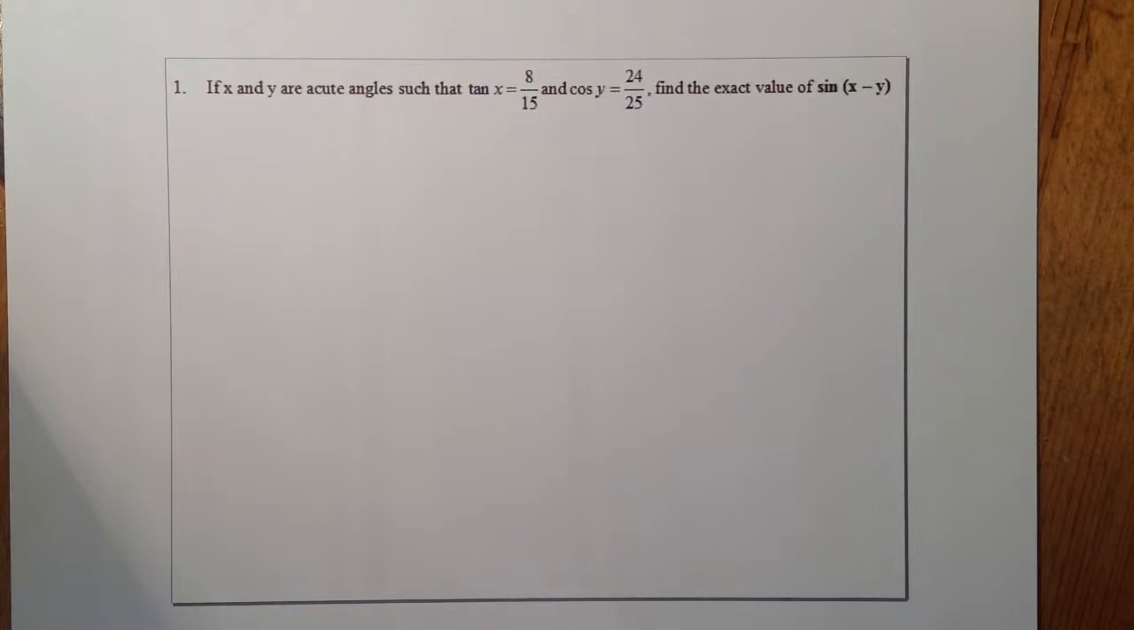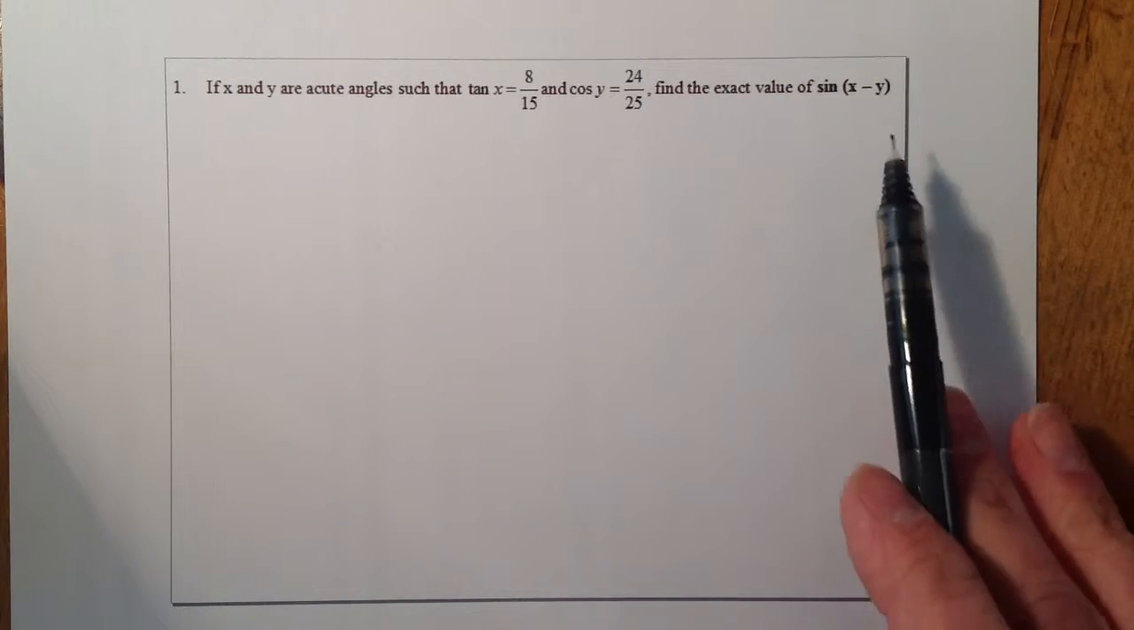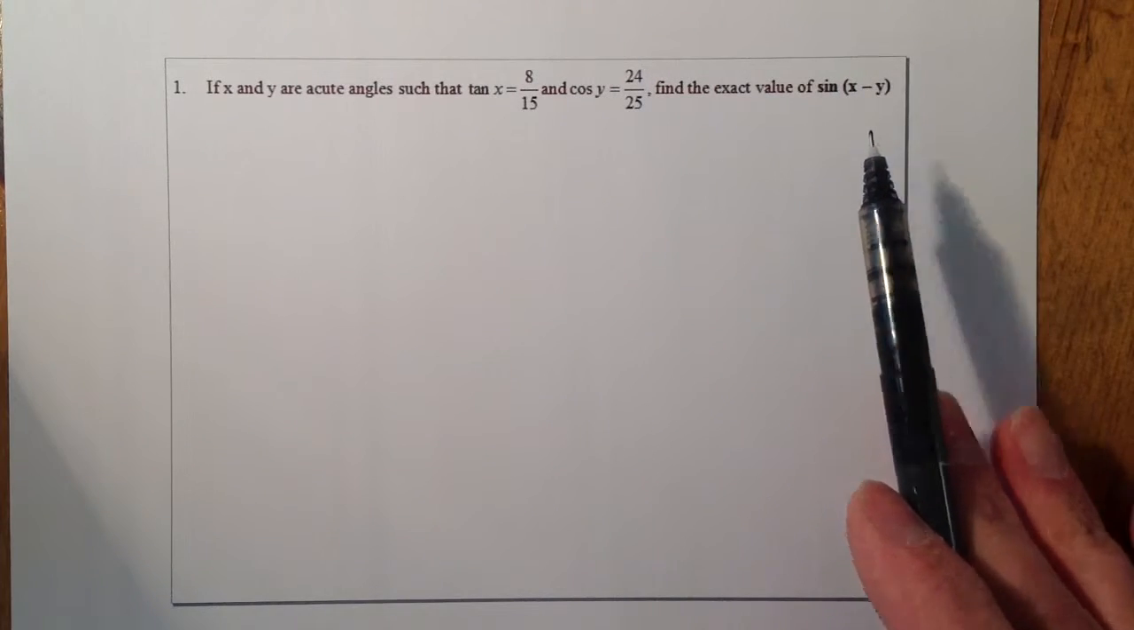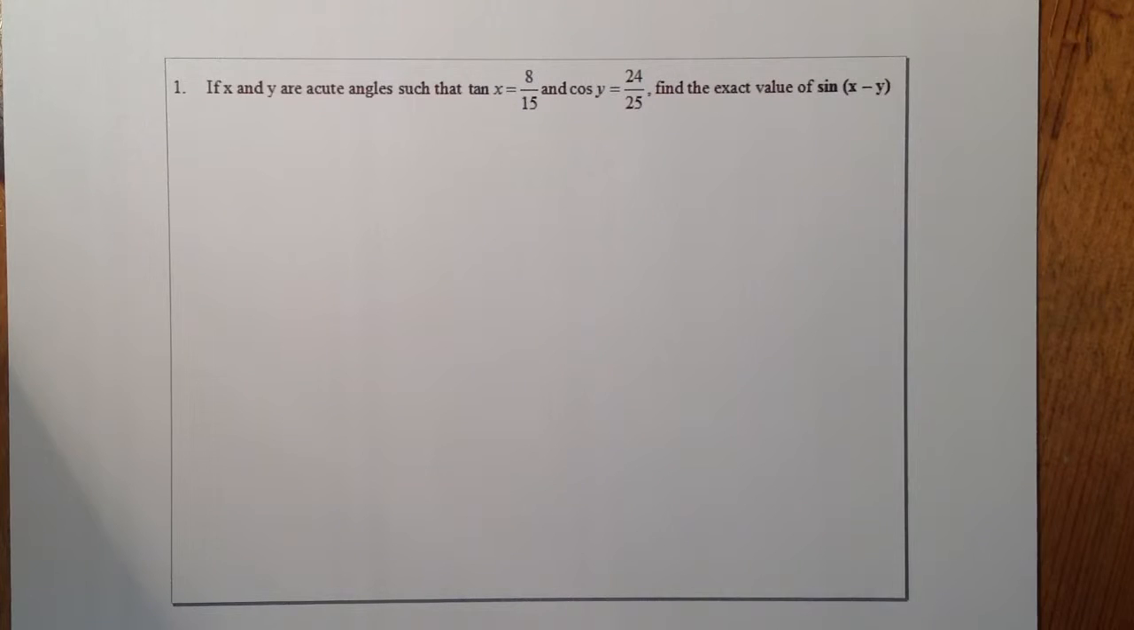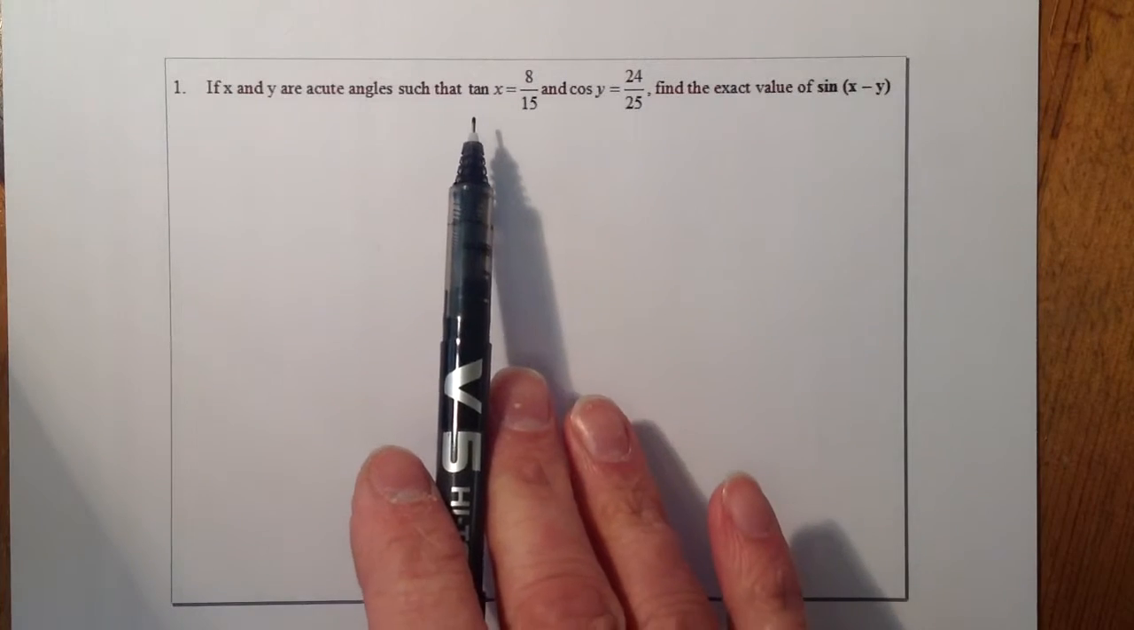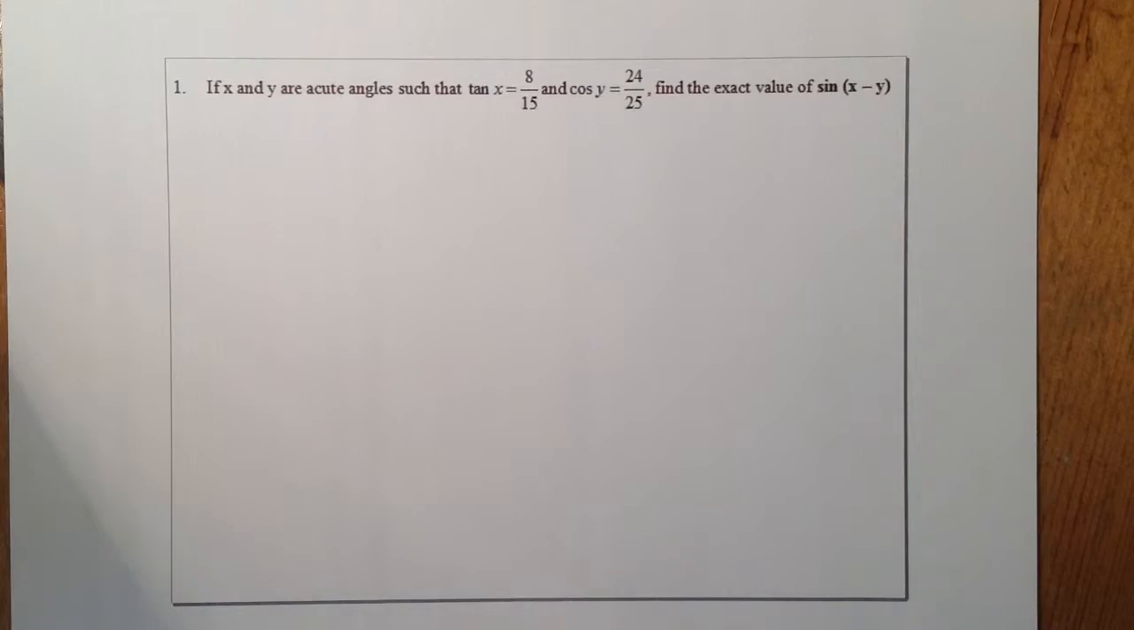If x and y are acute angles such that tan x is equal to 8 over 15 and cos y is equal to 24 over 25, find the exact value of sin(x minus y). So first thing I'm going to do is draw two triangles to represent the tan x and the cos y situation.